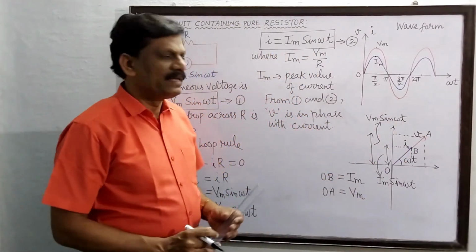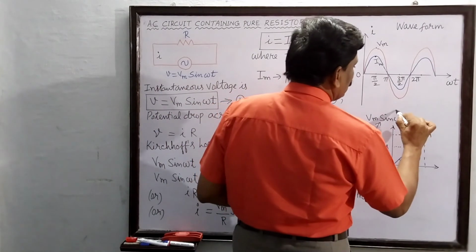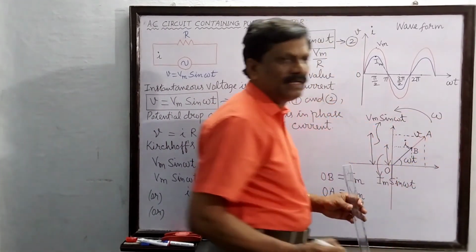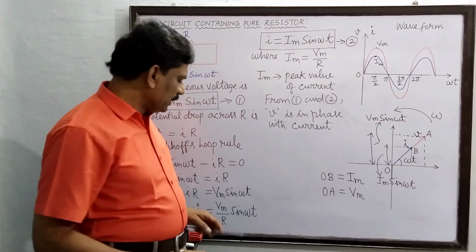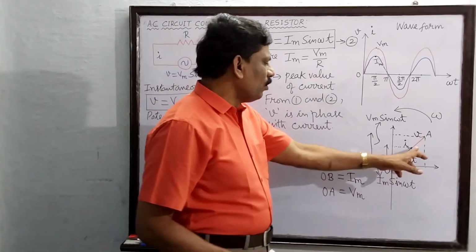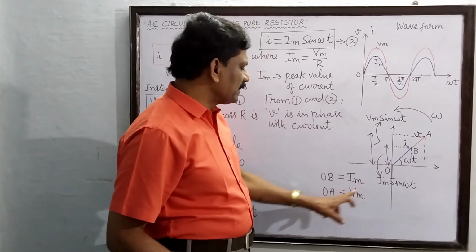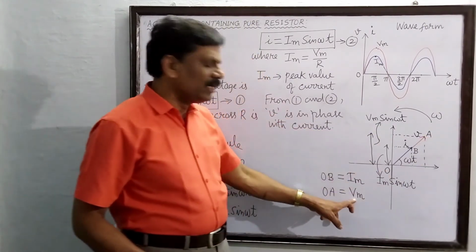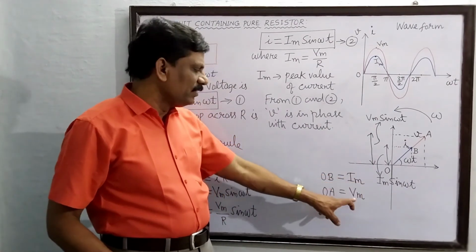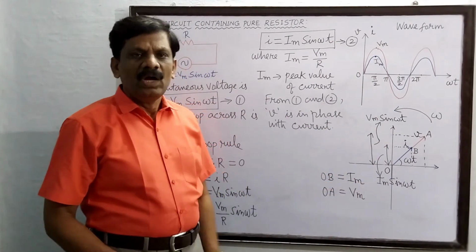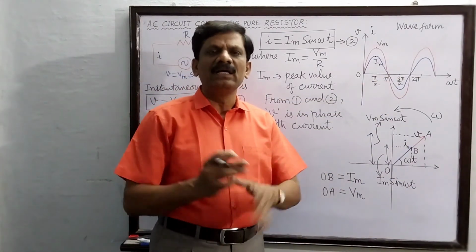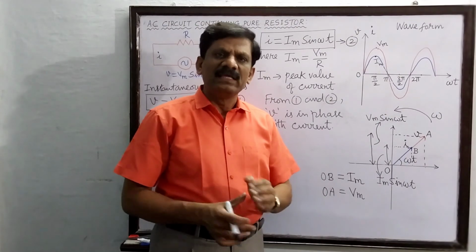So this is the phasor diagram in which the vector is rotating in the anti-clockwise direction with an angular velocity omega, or angular frequency omega. So the length OB is equal to current maximum, and the length OA is equal to the voltage maximum. So IM is called the peak value of the current, and VM is called the peak value of the voltage. So from these two diagrams we find that the current and voltage both are in phase with each other.